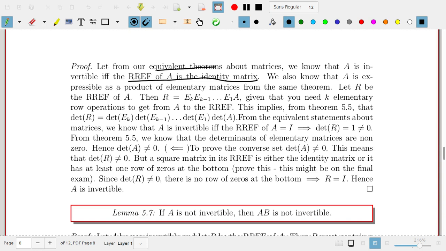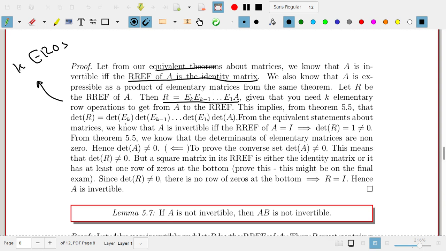So let R be the RREF of A. Then of course R equals this. Let's say you need k elementary row operations for this, right? So you have k elementary matrices. So then determinant of R equals determinant of Ek times determinant of Ek minus 1 all the way to determinant of E1 times the determinant of A.